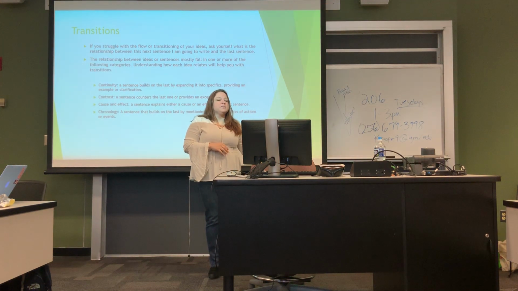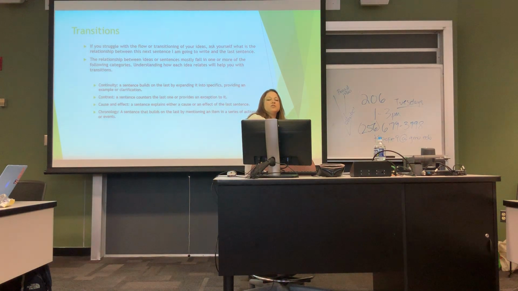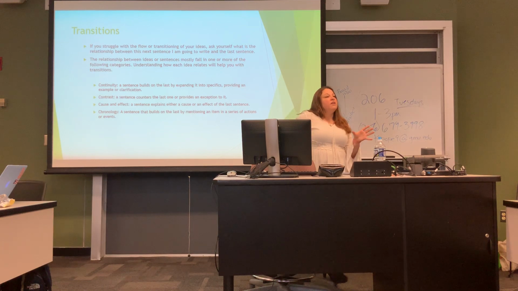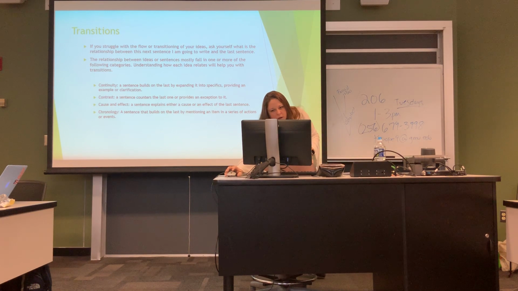Cause and effect: a sentence explains either the cause or effect of the last sentence. Chronology: a sentence that builds on the last by mentioning an item in a series of actions or events. So if you're struggling with figuring out where you need to go next, ask yourself, what did I do in the last sentence, and what relationship do I need to employ in building my next sentence related to that last sentence? That's how you can systematically think about it, which might help in terms of establishing flow, okay? All right.